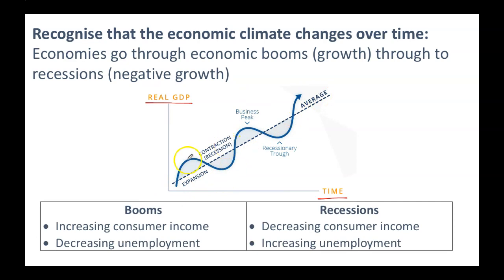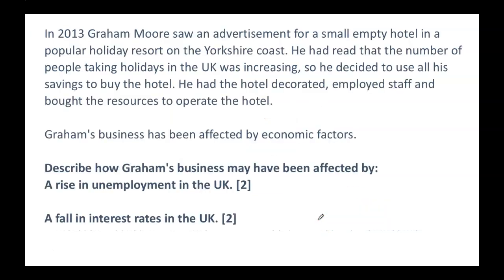When it's this kind of peak time, we call it a boom, and that's when we have increasing consumer income and decreasing unemployment. Businesses tend to prefer these times, and recessions are when we have falling consumer incomes and therefore increasing unemployment as well. So businesses don't tend to prefer those times. There are certain exceptions to the rule. Lidl and Aldi have done really well out of recessions because people trade down. They stop shopping at Tesco and Sainsbury's, which are a bit more expensive, and look for cheaper alternatives. So Aldi and Lidl's boom time is actually in a recession. It depends upon the business you're looking at.